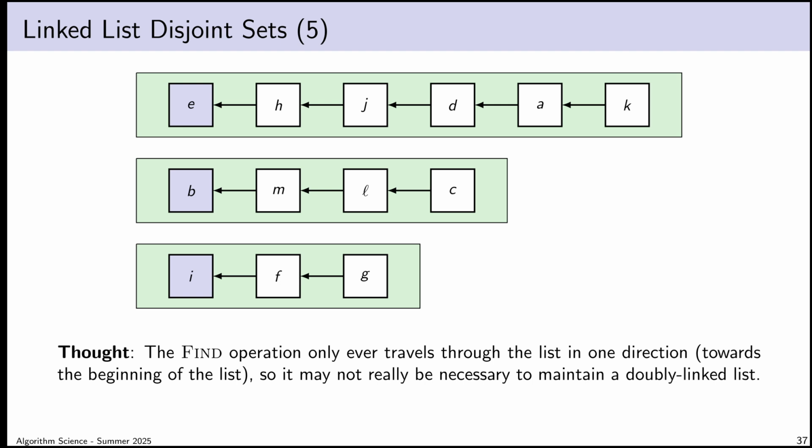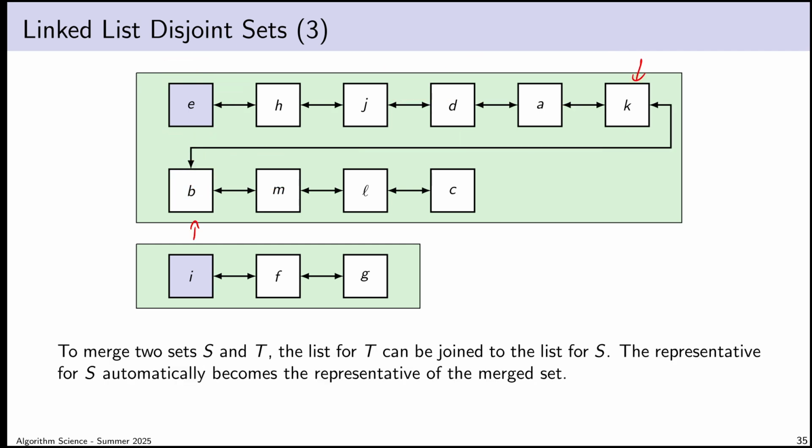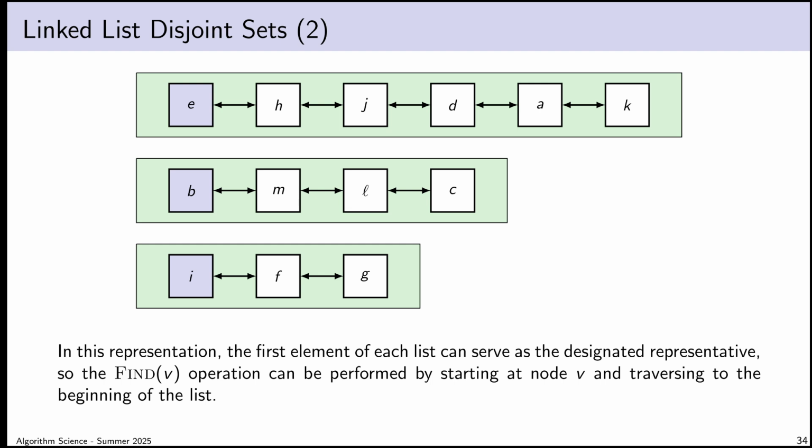that's more efficient. So I notice that the find operation only ever travels through the list in one direction. That is, if I call find on D, I just walk towards the front. I don't need to walk in the other direction for the find operation. So I ask myself, do I really need a doubly linked list? And the answer is, well, maybe, because it depends on how rigidly I enforce the mechanics of that merge I defined earlier.